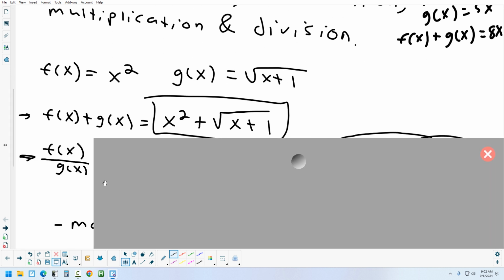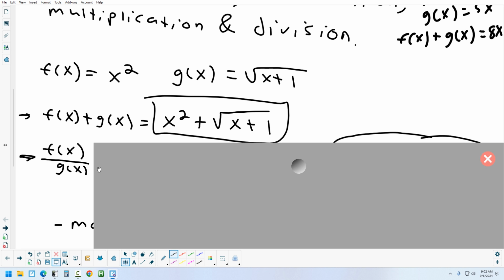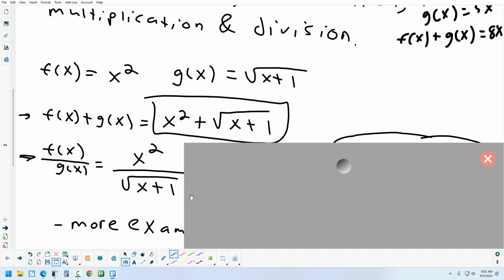Okay, let's look at this one. Let's create a new function by dividing them. So Nick, what would go in the top if I'm creating a new function, f of x over g of x? X squared. X squared would go in the top. Holly, what would go in the bottom? Square root of x plus 1. Yep, square root of x plus 1.